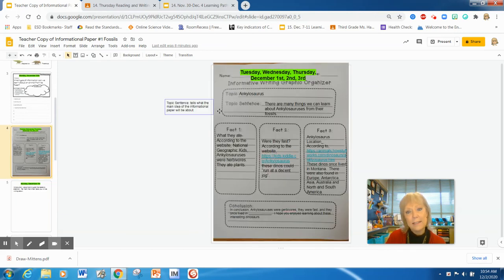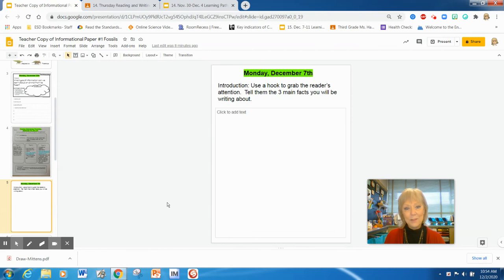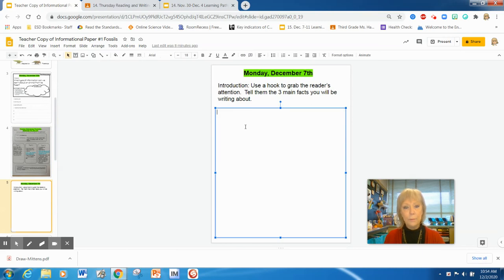Let's look at my topic sentence, because this is going to help me actually work in my introduction. So I wrote here, there are many things that we can learn from an ankylosaurus from their fossils. So you know what I'm going to do? I am going to copy, I'm going to Control C, and then I'm going to come down to my Monday page here, and I am going to put that right in there. Oops, okay, so it didn't all come through. I forgot the little T there. We'll go back and we'll add that in. So I don't want to start off with my topic sentence because I need a hook.